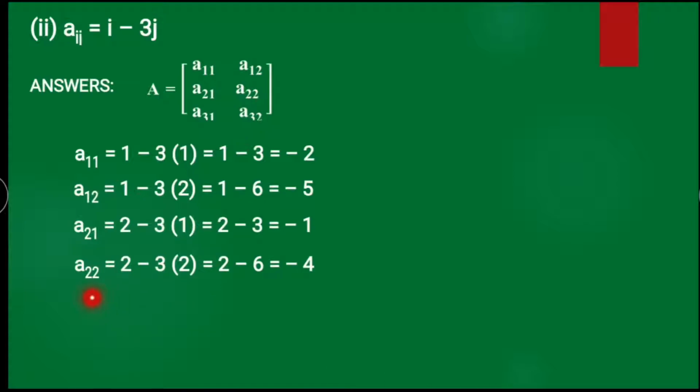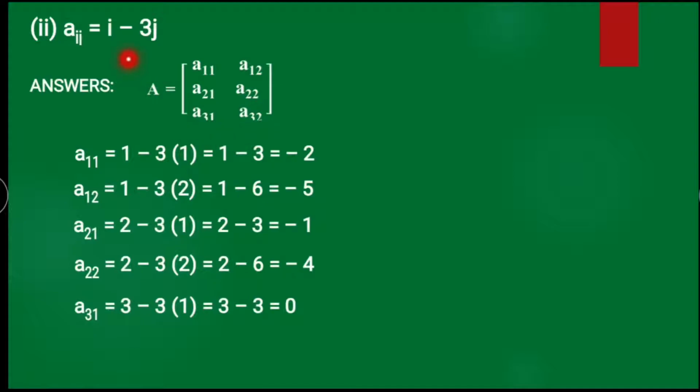Then next we find the value of a22. For that we write i as 2 and j as 2 in this formula. So we write here 2 minus 3 into 2, which is 2 minus 6, which equals minus 4. So the value of a22 is minus 4. Then we find the value of a31.